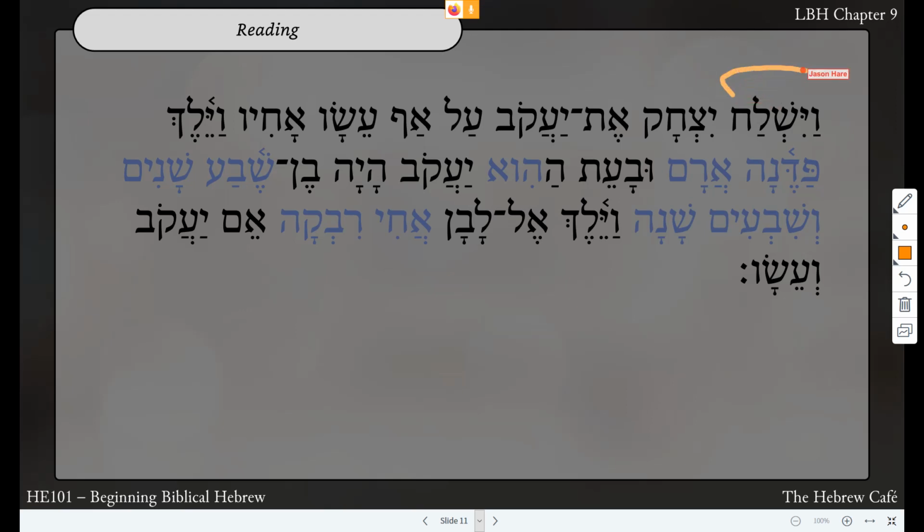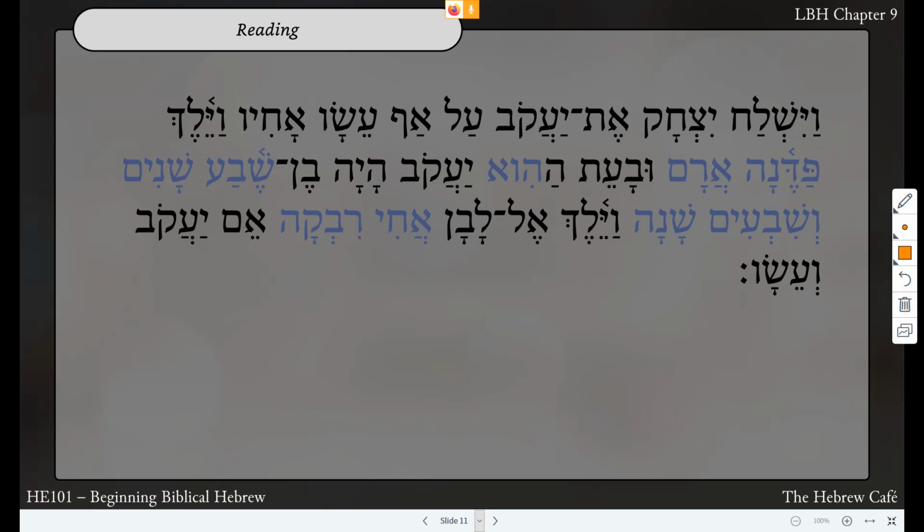Yes. Vaishlach, and he sent, Yitzchak, subject. Vaishlach Yitzchak et Yaakov, object. See, if we didn't have this, Vaishlach Yitzchak Yaakov would sound really weird: and he sent Isaac Jacob. Since there is no objective case, you use et to indicate the object. Vaishlach Yitzchak et Yaakov al af Esav. Isaac sent Jacob. Yes, exactly.